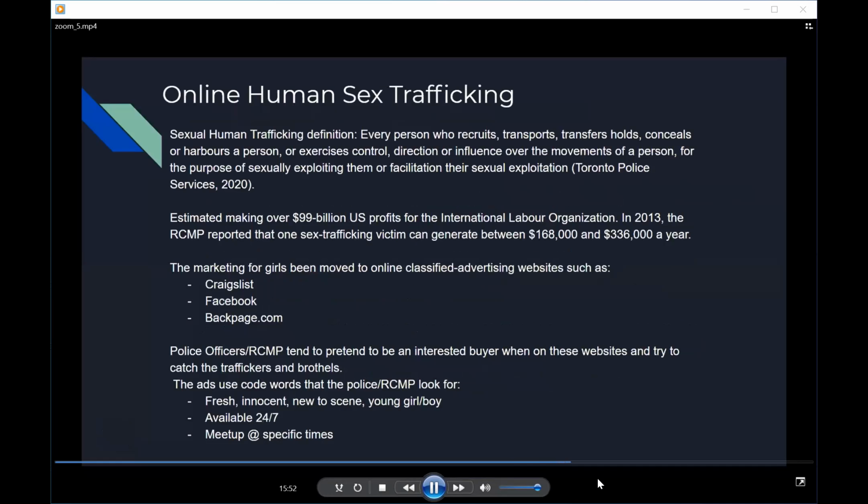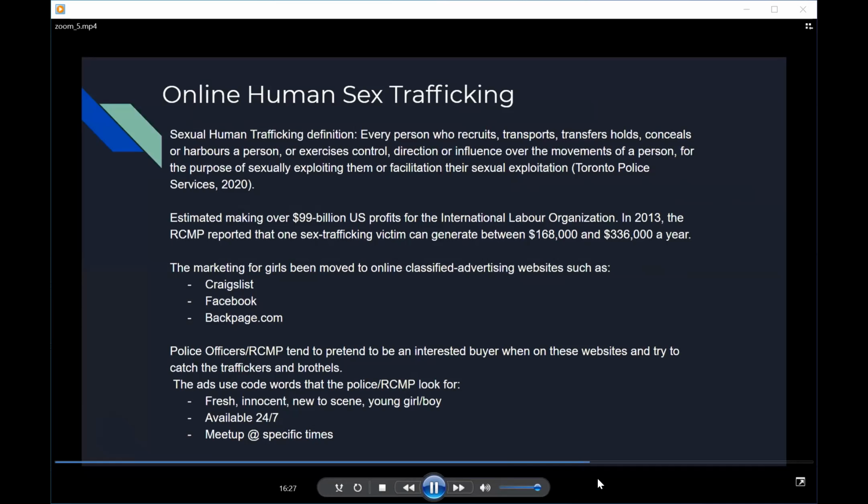So right now we're going to talk about online human sex trafficking and the steps that police take when they are doing their investigation and everything about it. So, the sexual human trafficking definition: every person who recruits, transports, transfers, holds, conceals, or harbors a person or exercises control, direction, or influence over the movement of a person for the purpose of sexually exploiting them or facilitating their sexual exploitation.